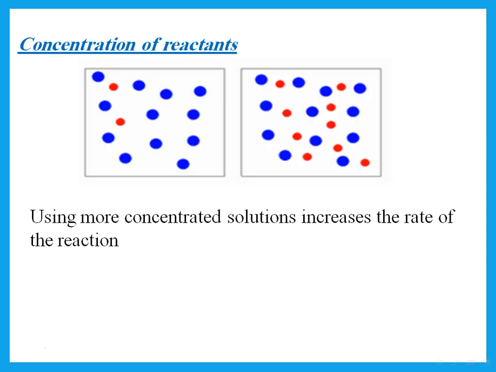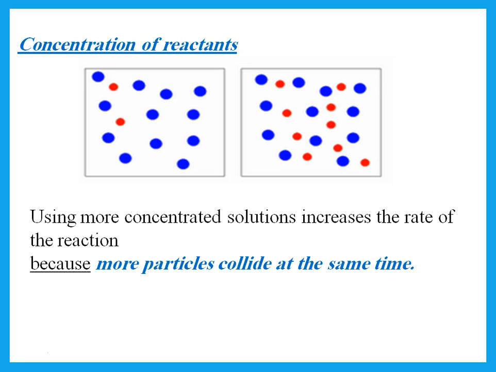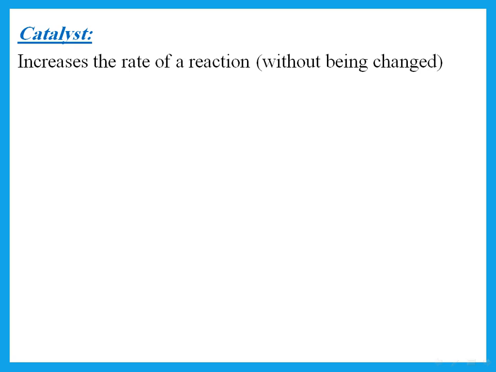If we increase the concentration of one of the reactants, so for example using more concentrated acid, this would increase the rate because of course now we have more particles, so more collisions per minute. So more particles collide at the same time.